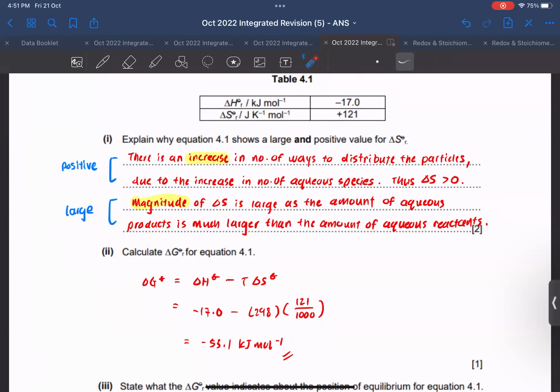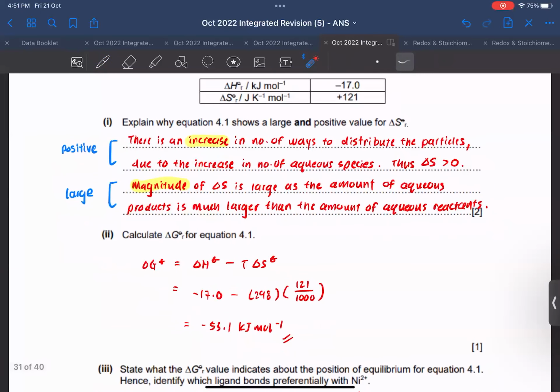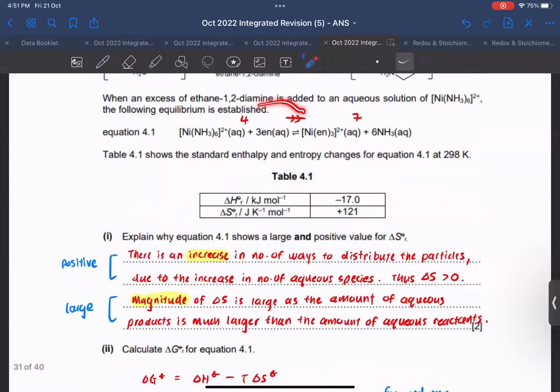Then we look at part 3. For part 3, they ask us to talk about how delta G relates to the position of equilibrium. Let's discuss that first. First of all, a negative delta G, some of you just tell me is spontaneous, but that's not specific enough. To improve your answer, I suggest you tell me this: a negative delta G implies that the forward reaction is the one that is spontaneous. Because this reaction is a reversible reaction, it is unclear if you just tell me the reaction is spontaneous. What reaction? Is it a forward reaction or backward reaction?